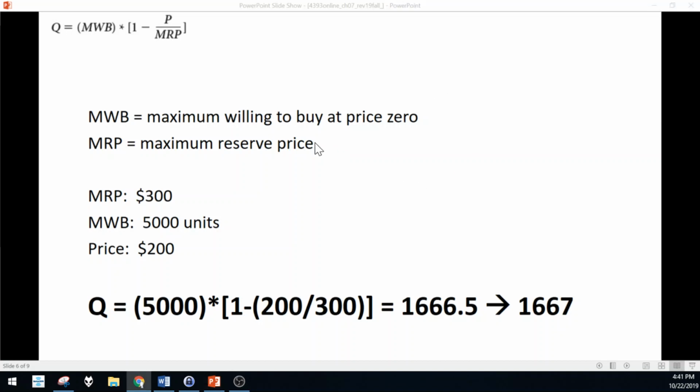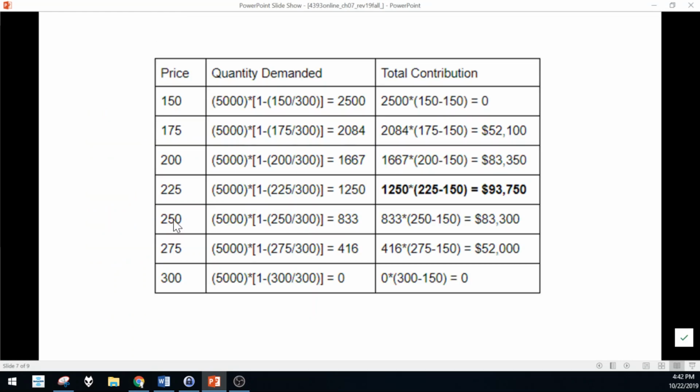So if we know our variable cost is $150, given the other information, we can determine what our total contribution would be at different price levels. Remember, variable cost is not reflected here. It's not labeled, but you can find it right here. $150 is our cost to produce one bicycle. So the question is, given these price points in $25 increments from $150 to $300, at what price point is our contribution maximized?